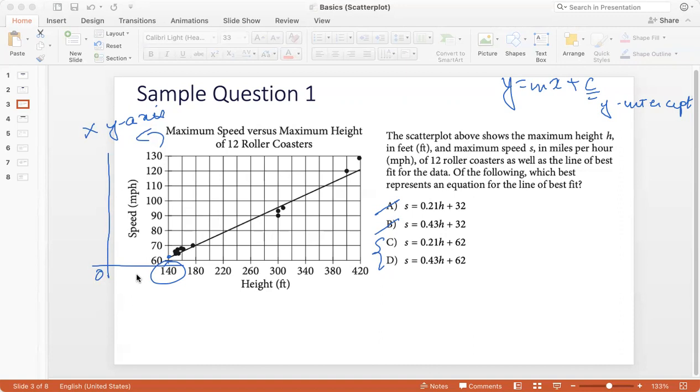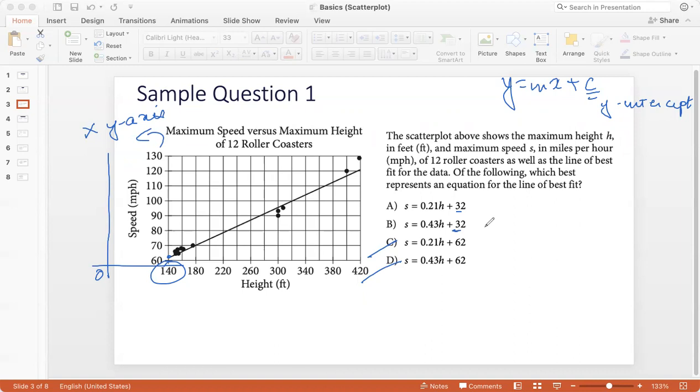So in fact, the options to cancel were options C and D, because those options have the y-intercept at 62. And as we can see here, that 62 cannot be the y-intercept. It has to be a value less than 62, because the y-axis is to the left of this line. So then I can say that my y-intercept would be 32, because the two remaining options have a y-intercept of 32. So how do I find the correct equation?